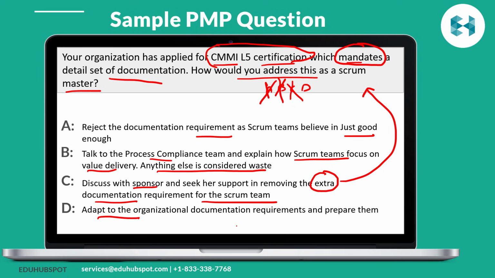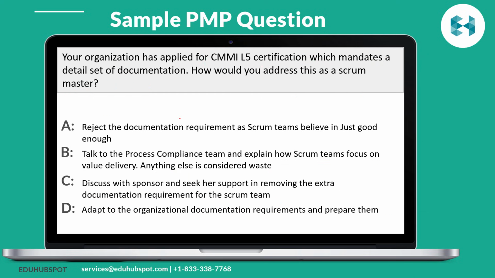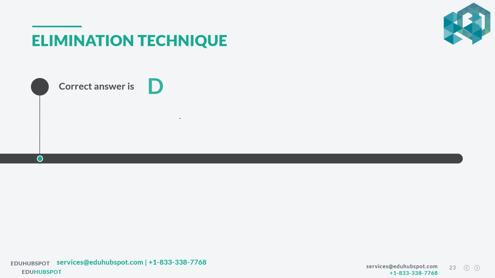D, adapt to the organizational documentation requirement and prepare them. Exactly. This is a mandatory requirement and you have to make sure that you make it. That's what Agile is about. It's not about no documentation. It's actually about the necessary documentation. So the correct answer in this case should be D.